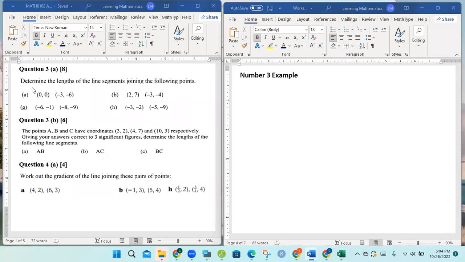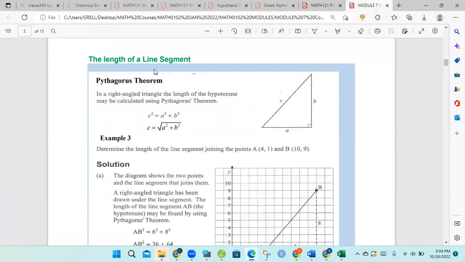Question number 3 says, determine the lengths of the line segments joining the following points. So we're talking about lengths of lines. Let's go to module number 7 with regards to length of line segment. It says the Pythagoras theorem. In a right angle triangle, the length of the hypotenuse may be calculated using the Pythagoras theorem. The formula for length of line has its origins in the Pythagoras theorem.